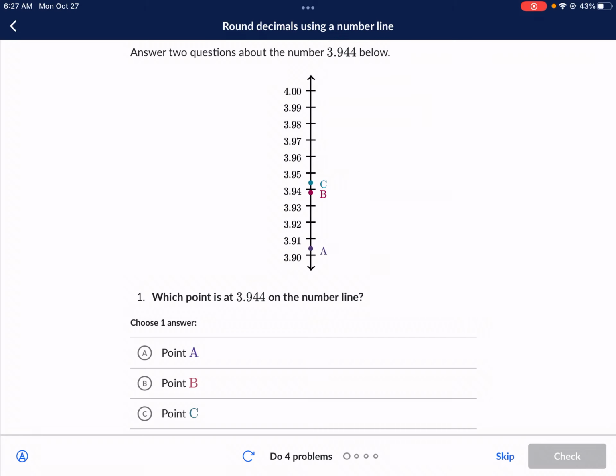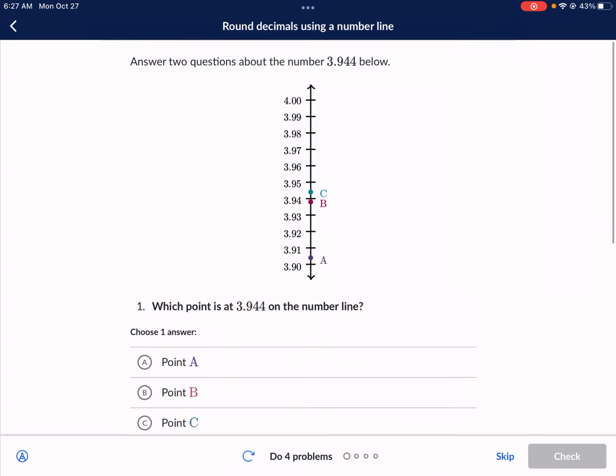Hi, this is Mr. West, and today we're doing a Khan Academy tutorial on rounding decimals using a number line. I like this Khan Academy because a lot of students struggle with the rules for rounding, and a number line kind of helps with the visual sense of it. Let's go ahead and get started, and hopefully this will be clear as we get into it.